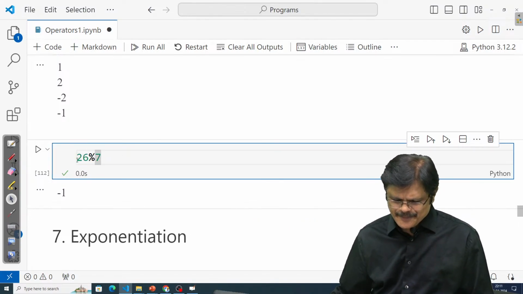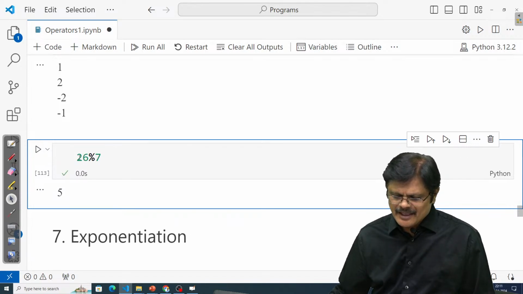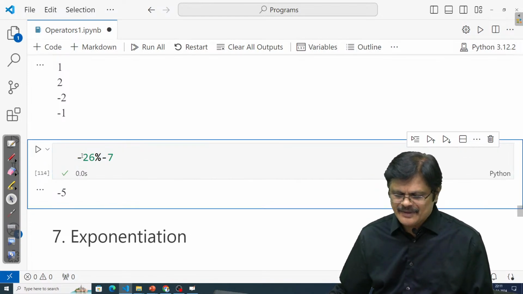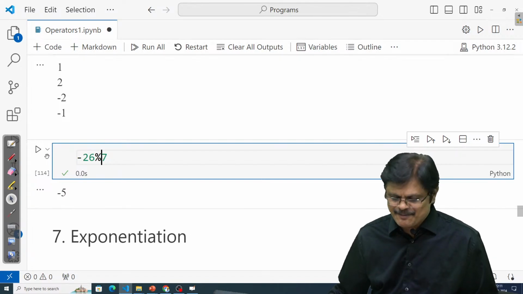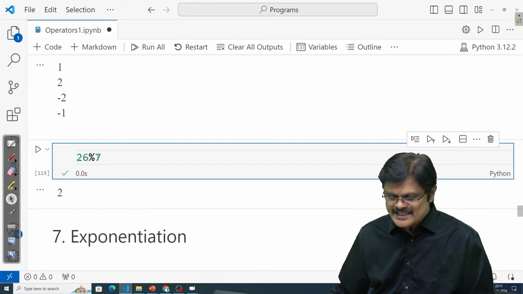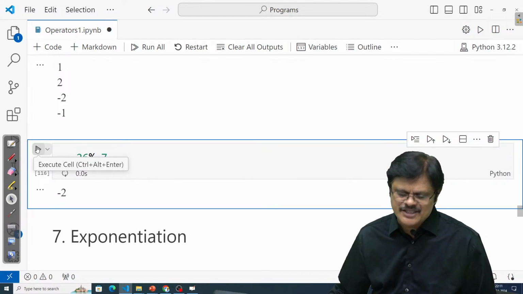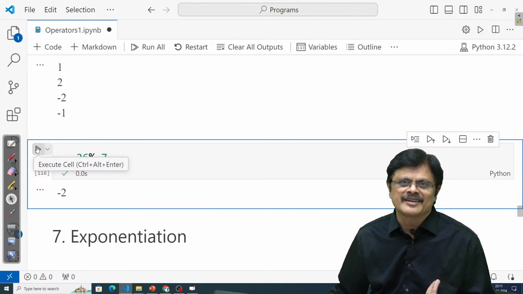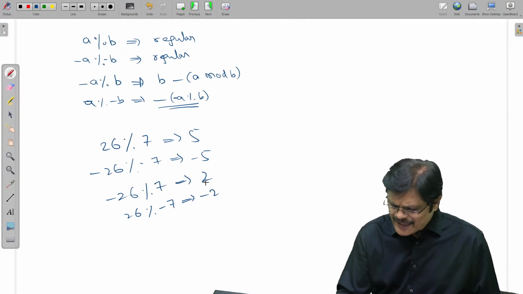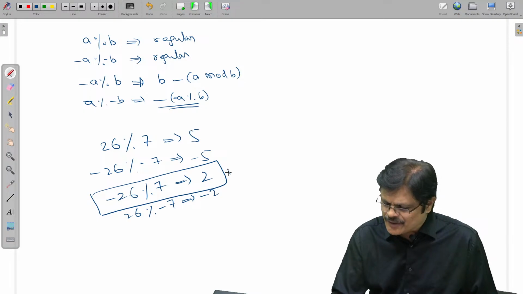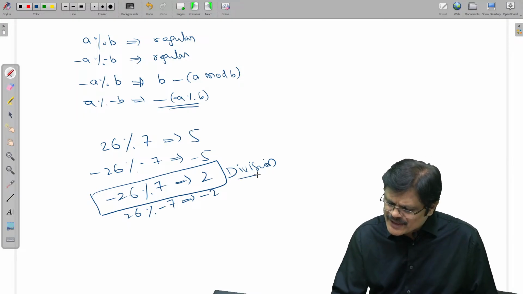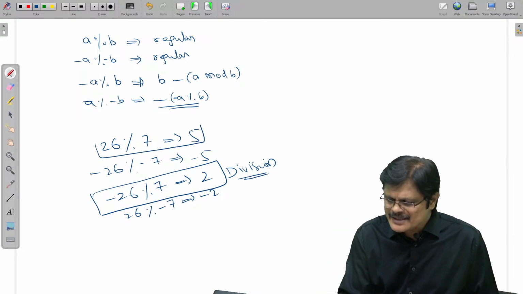26 percent 7, the result is 5. If both are minus, you get minus of the answer, that is minus 5. If 26 is minus and 7 is positive, it is 7 minus 5, which is 2. And if it is 26 percent minus 7, the answer is minus 2. So this is the story we can fix, my dear friends. Am I clear? This part is working exactly as the division algorithm. Maybe sometimes Jupyter Lab troubles us, but this is working exactly as we expected.